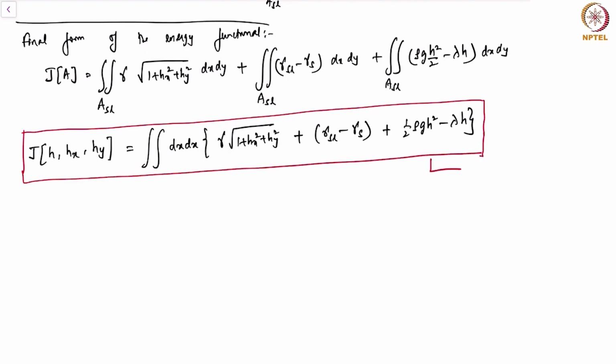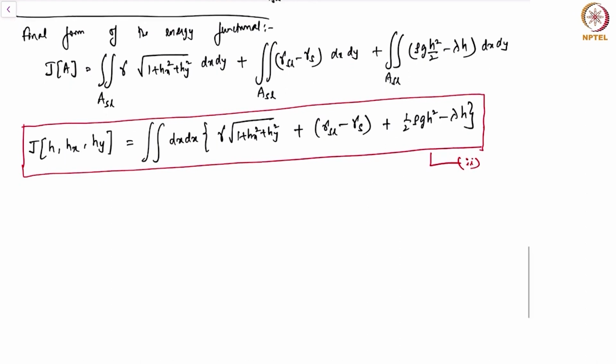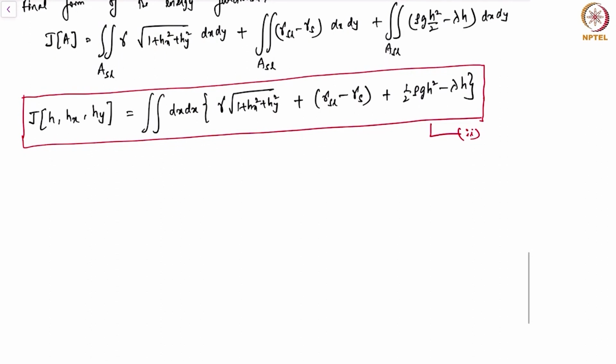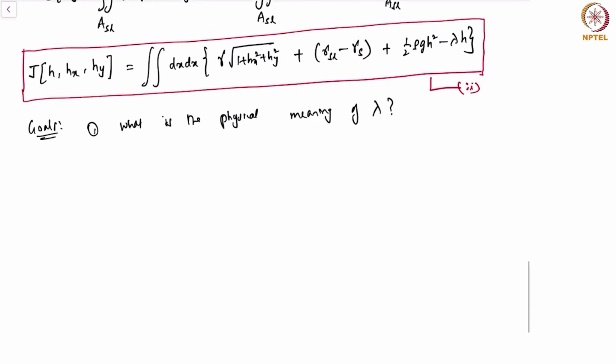We'll label this, we'll call this equation 2. Okay. Now, we can proceed further with this analysis, or we can make a simplification. Couple of things to determine. One is what is the physical meaning of lambda. That's the first goal.